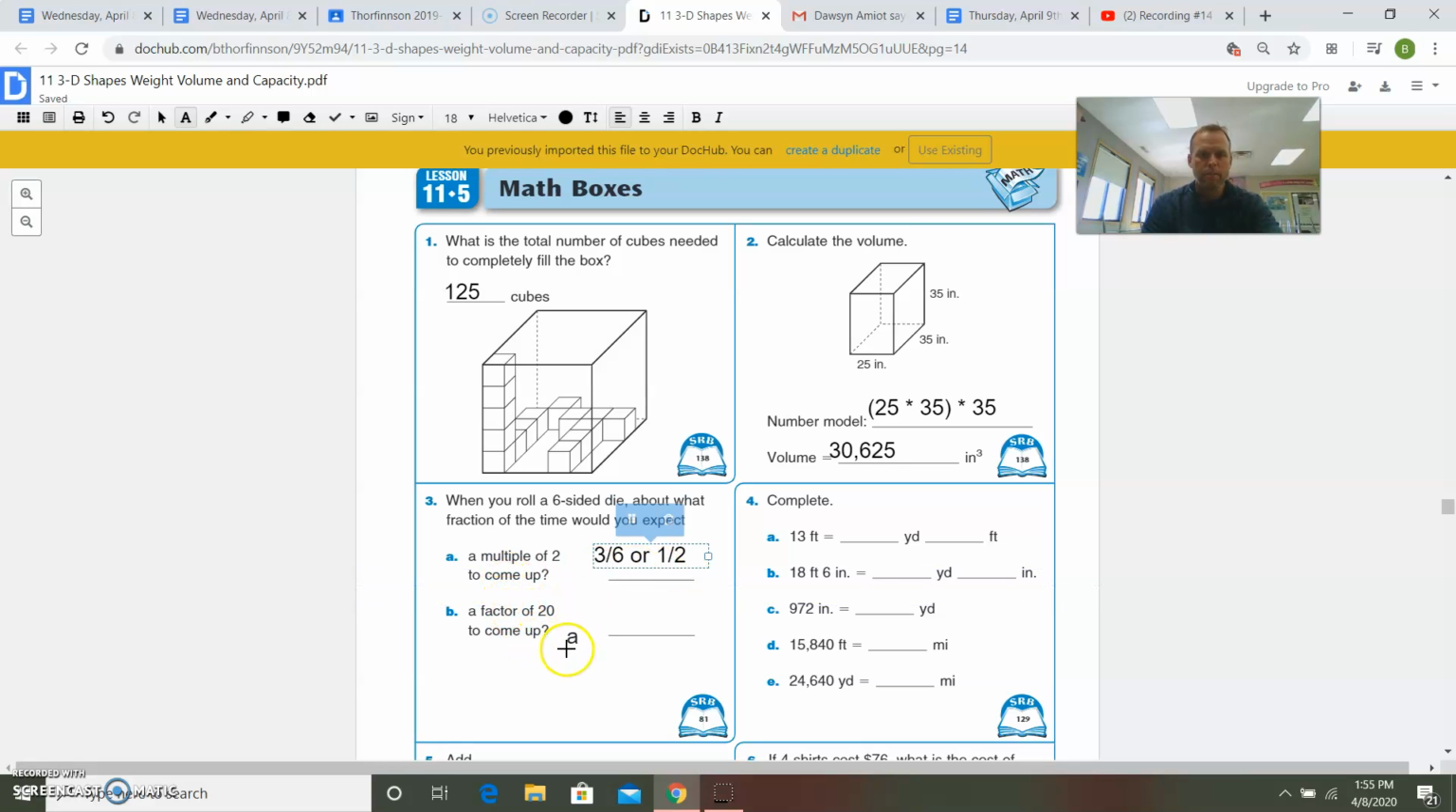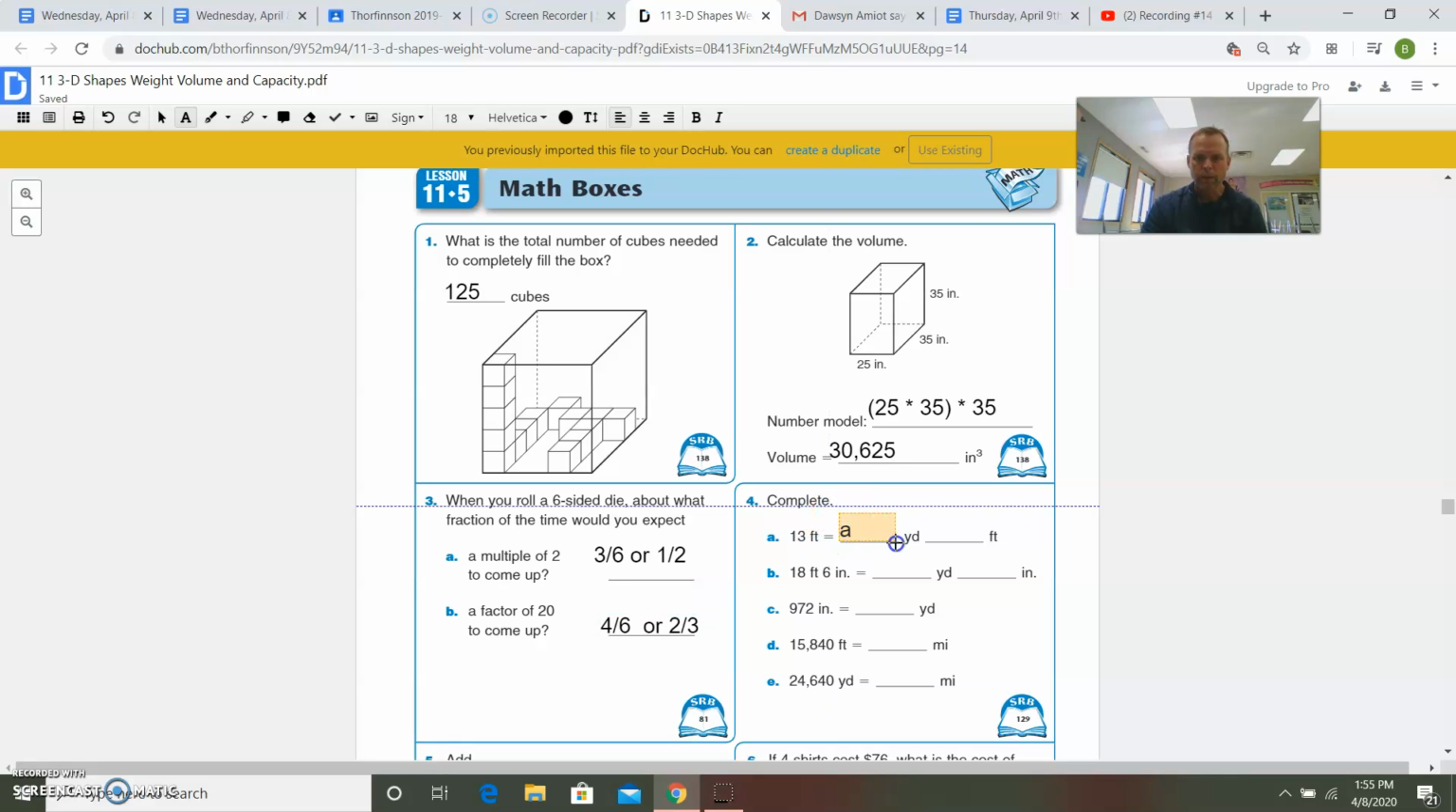What fraction of the time would it land on a factor of 20? Well, what are the factors of 20? You have 1 times 20, 2 times 10. 3 does not go into 20. 4 and 5 multiplied together give you 20. And 6 does not go in. So you have 1, 2, 4, and 5. So you have 4 out of a total of 6 sides, or 4/6, or if we reduce that down to lowest terms, 2/3. That's what fraction of the time.